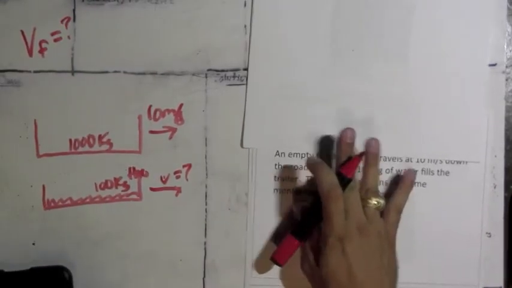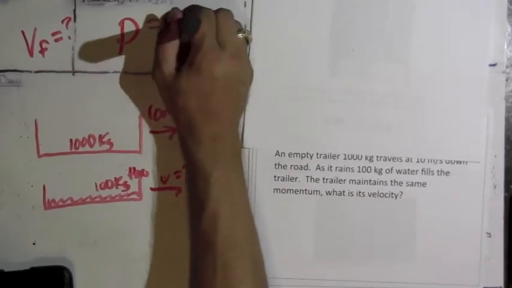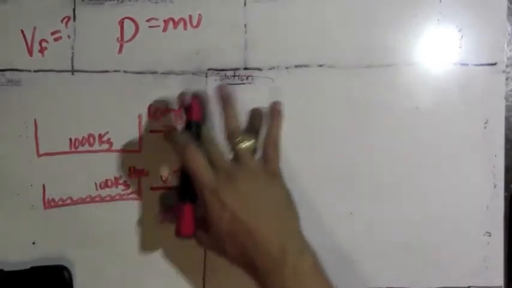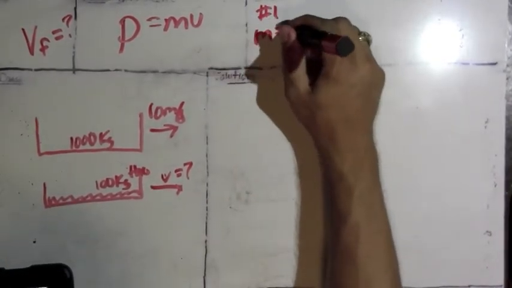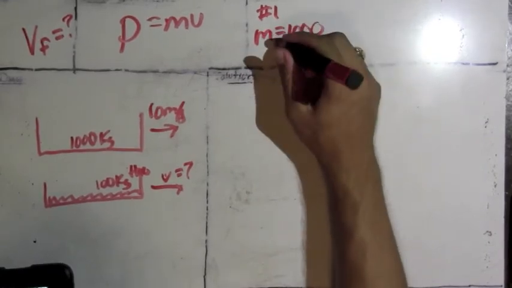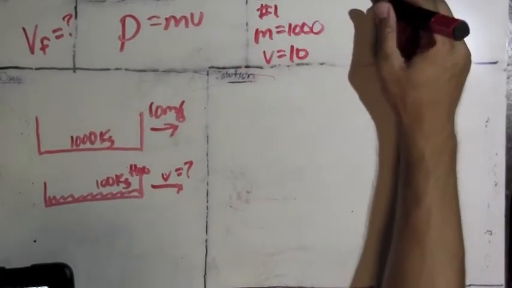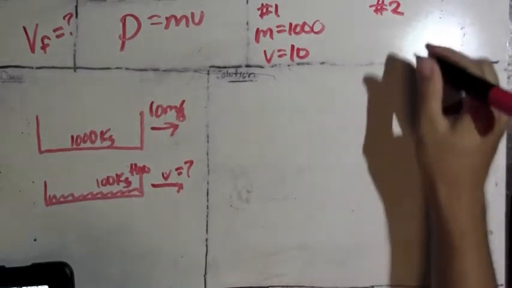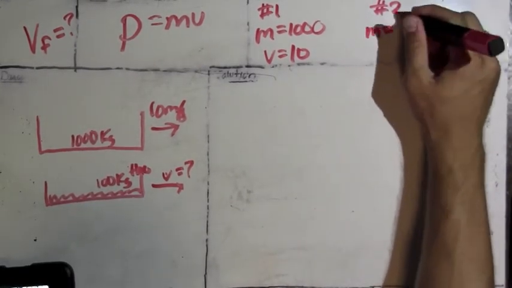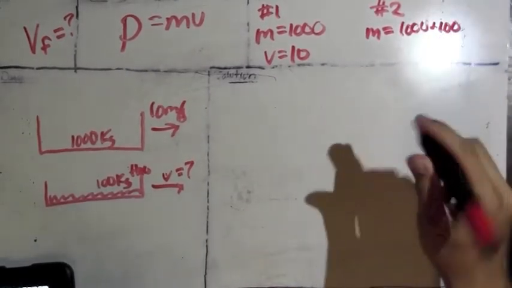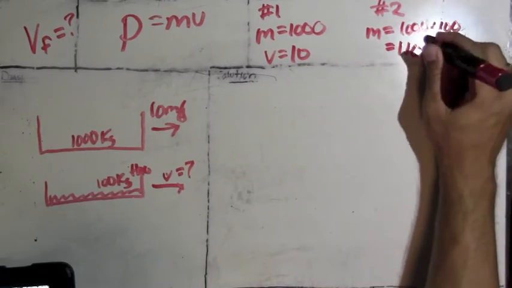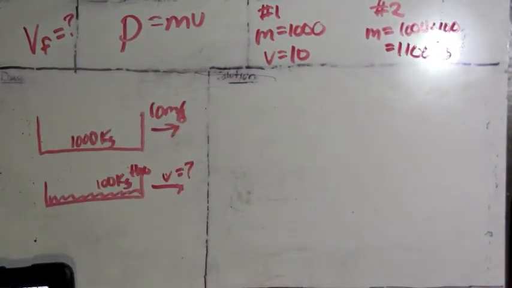But this final velocity term, we're going to use the principle p equals mv. So basically we have to do this calculation twice. We have situation number one, which is when it's empty. When it's empty, I know that I have a mass of 1,000, and I know that I have a velocity of 10. In the second situation, I know that I have a mass of 1,000 plus the mass of the water. So the total mass would be 1,100 kilograms. And I know I'm trying to solve for the final velocity.